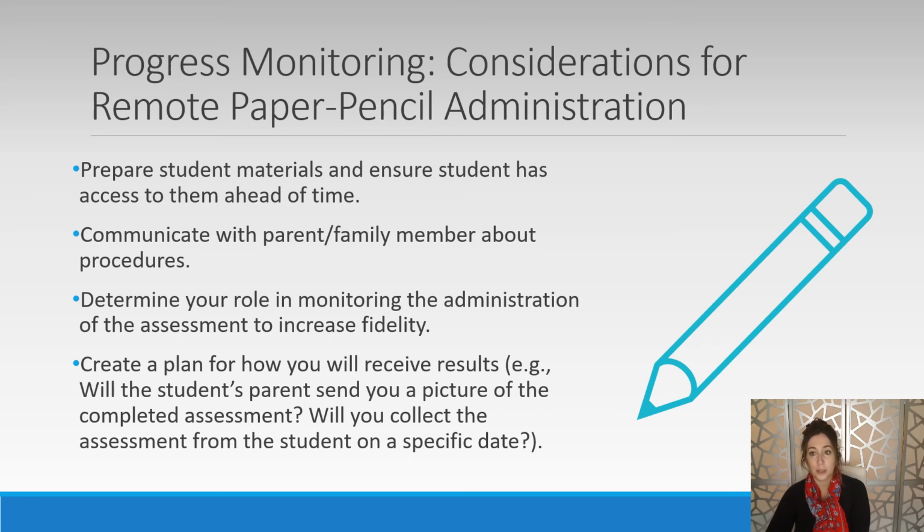Number 3, determine your role in monitoring the assessment. For example, do you want to watch or listen to the student complete the assessment using video conferencing or by calling the student at home? And number 4, determine how you are going to receive the results. You may want to have the student's parents record the administration or take a picture of the assessment and then text or email you the recording and picture so that you can begin to score the assessment quickly and see where the student made mistakes. Alternatively, determine if the parent could drop off the assessment at the school or return the assessment to you via snail mail.